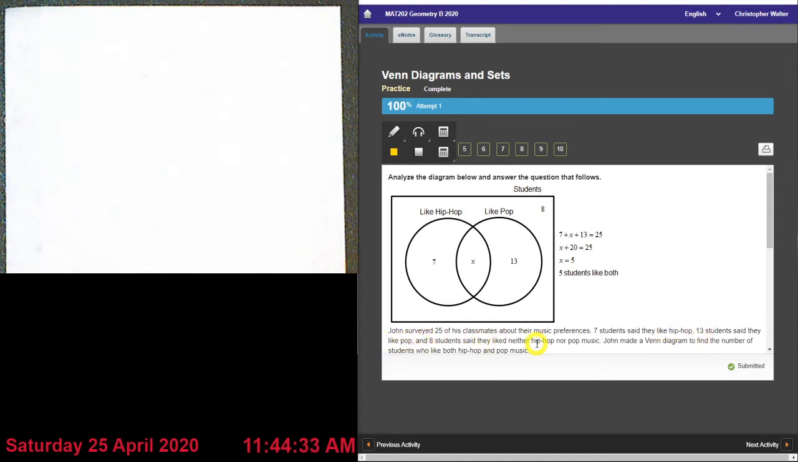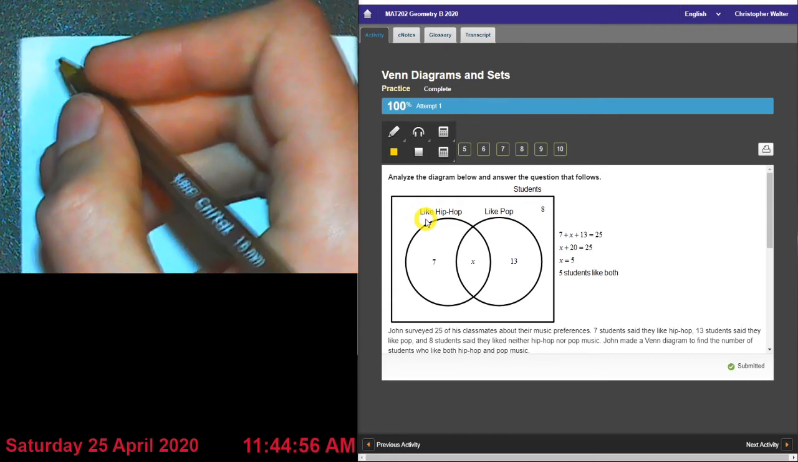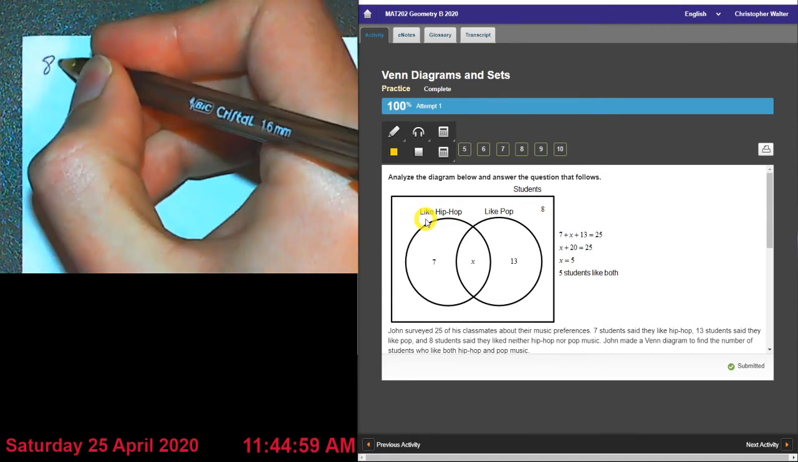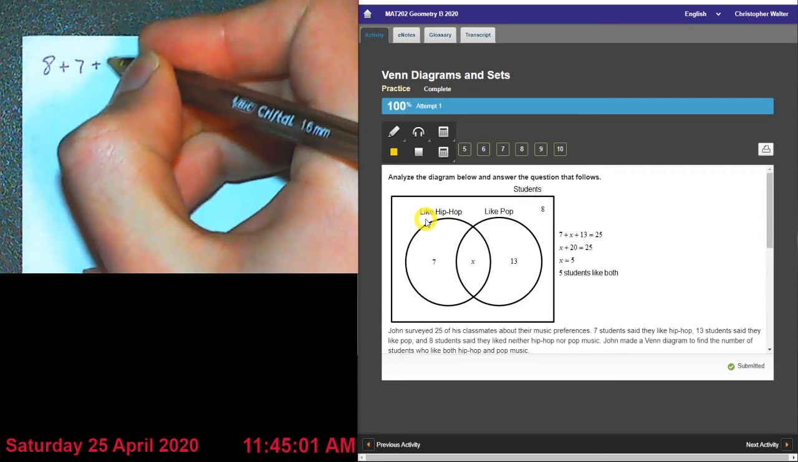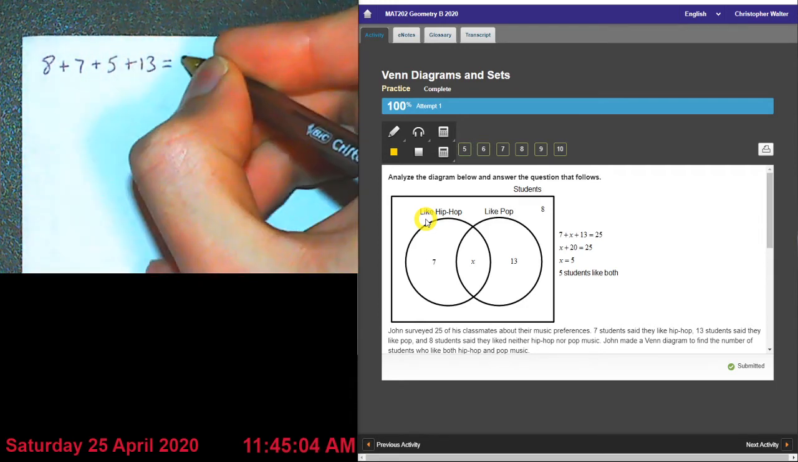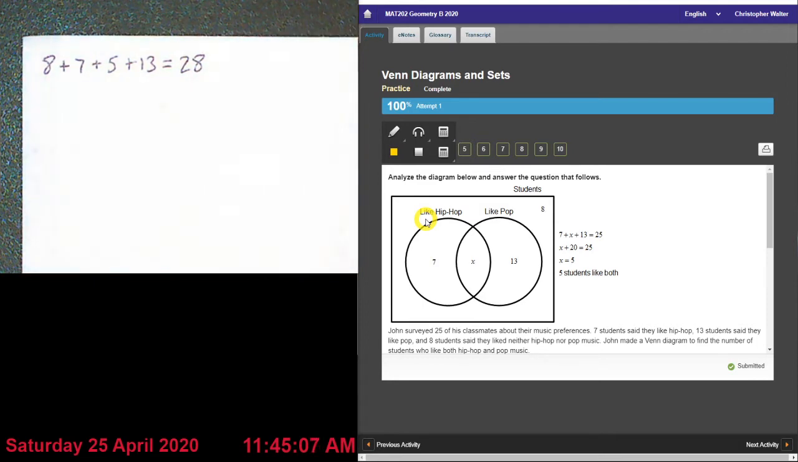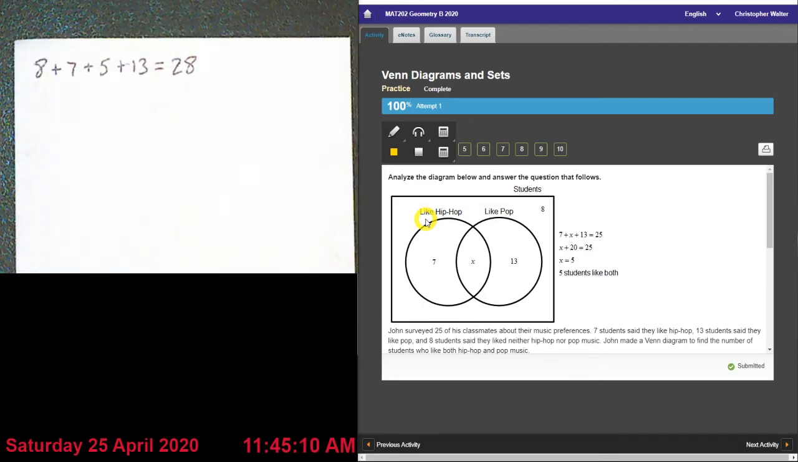So we can figure out that there's a problem right away because with John's work here, if you add up the 4 measurements, let's see, there's the 8 people that are outside the Venn diagram. Then there's the 7 here, the 13 here, and then he said that there's 5 that like both in the middle. And so if we actually add these together, 8 plus 7 plus 5 plus 13, we get 28, which is too much because there's always supposed to be 25 people that he surveyed. So he's definitely made a mistake.